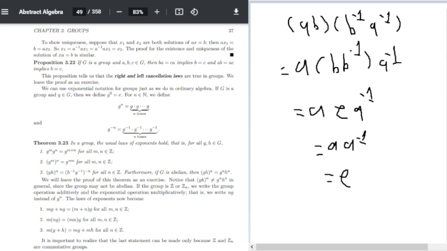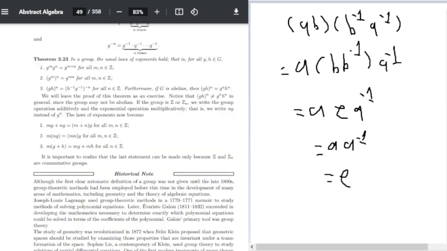Now, Theorem 3.23. In a group, the usual laws of exponents hold. That is, for all g and h in G, 1. g to the m times g to the n equals g to the m plus n for all m and n in Z. 2. g to the m, all to the n, equals g to the mn for all m and n in Z. And 3. gh to the n equals h to the negative 1, g to the negative 1, to the negative n for all n in Z.